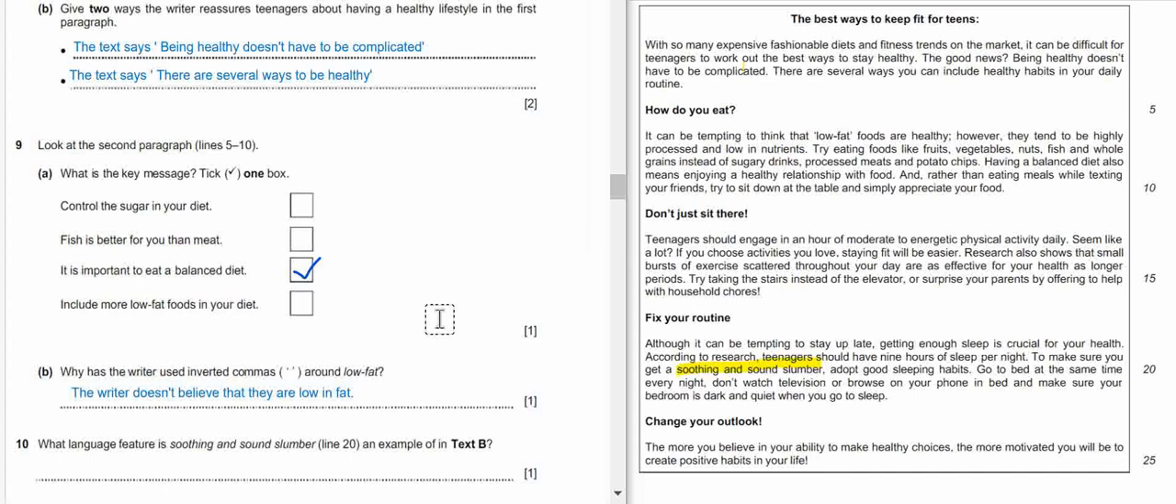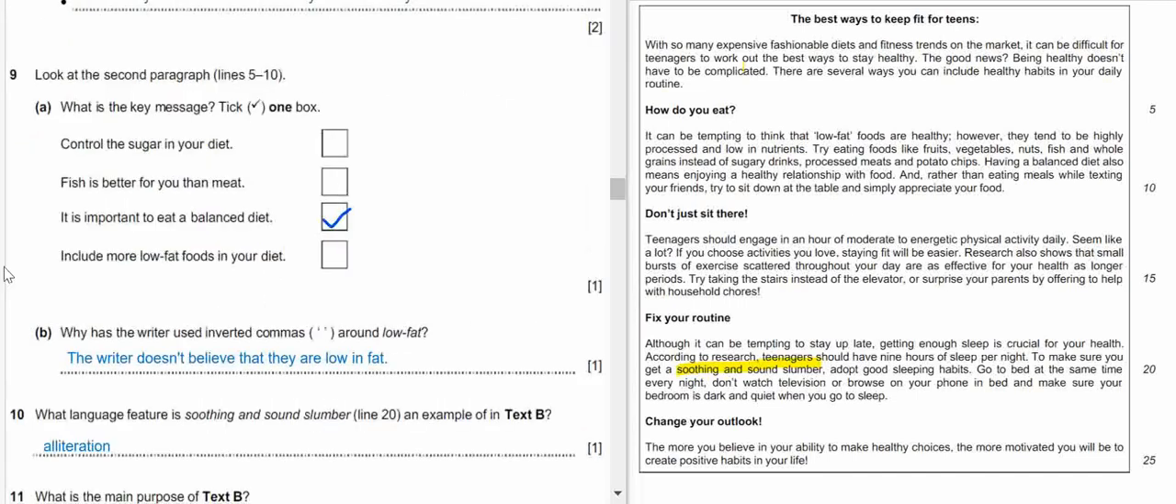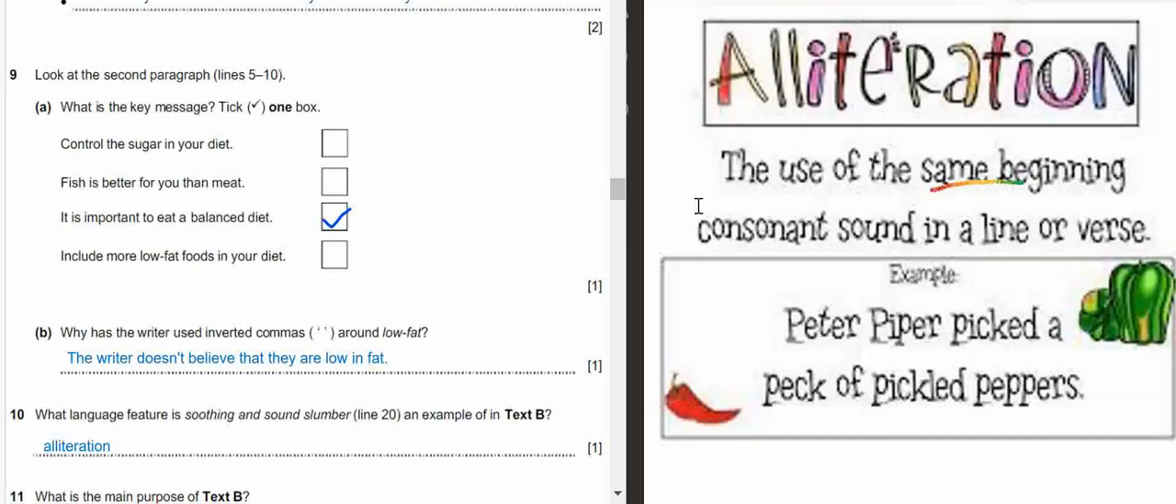Right, so let's reveal the answer. So the answer is it's an alliteration. Because alliteration is the repetition of the S: soothing, sound, and slumber. Next, let's move on to question 11. Here we go. This is an example of alliteration.